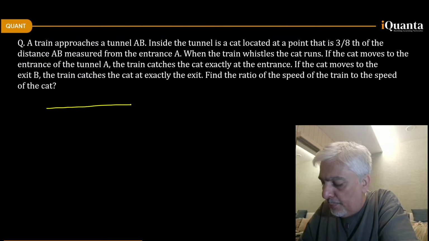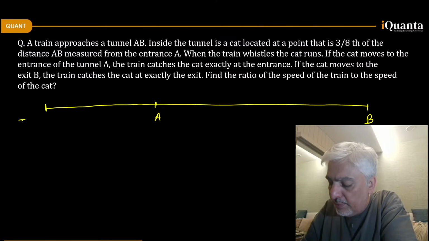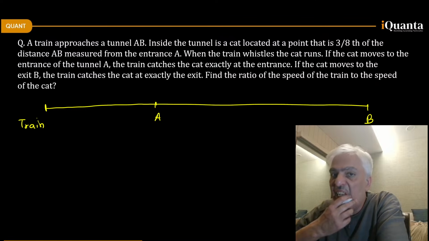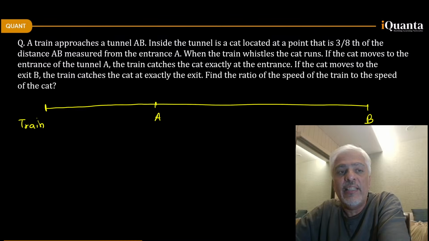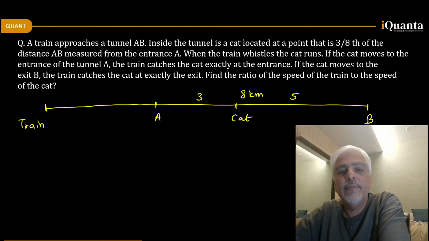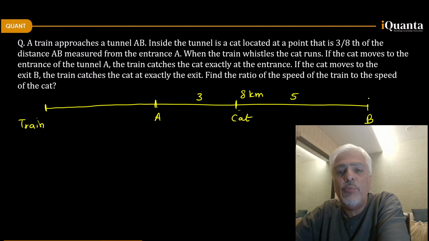A train approaches a tunnel AB. So let's say this is the tunnel A to B, and the train is coming from here. Train is approaching the tunnel AB. Inside the tunnel, a cat is located at a point that is 3/8 of the distance AB from the entrance A. So suppose the whole tunnel is 8 kilometers, so the cat is over here at 3 kilometers from A, and this side it is 5 kilometers. From A to cat is 3 and cat to B is 5.